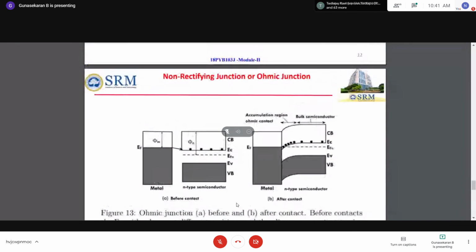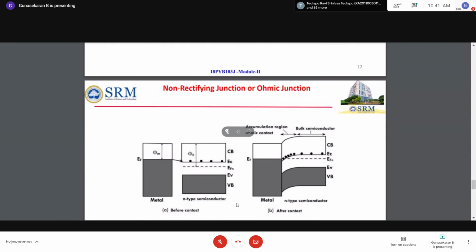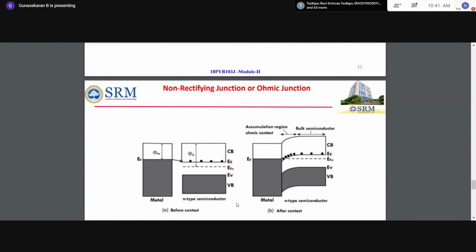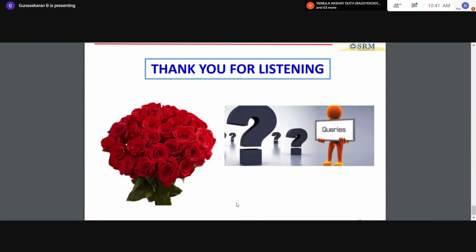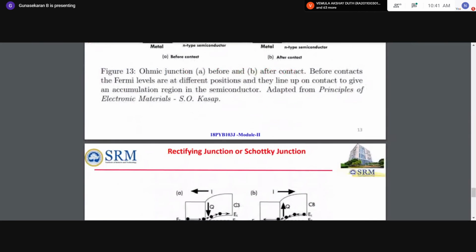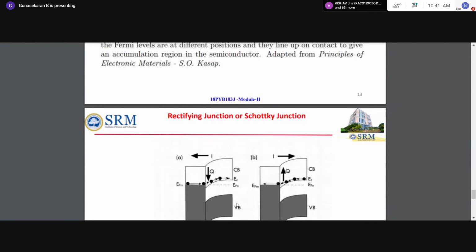Schottky means rectifying, and ohmic means non-rectifying. In the ohmic characterization, the characterization diagram is missing, but anyway it is a straight line here. That's all, very simple. In both the forward and reverse bias conditions, you get a straight line because the current is directly proportional to voltage. That's all. So that is your ohmic junction, or ohmic contact.